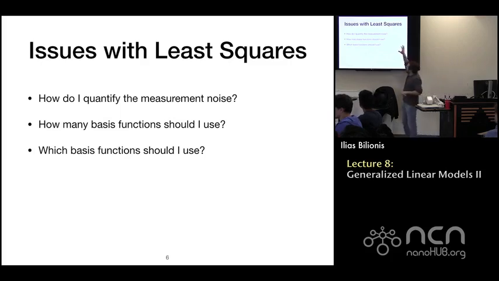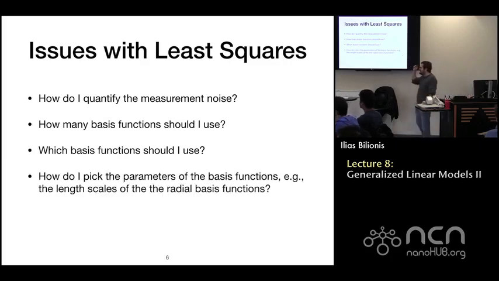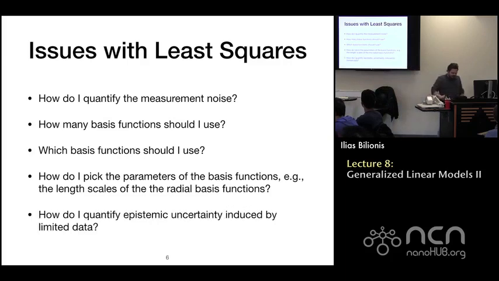Anyway, so which and how many base functions do we use? We cannot really answer it with least squares. If there are parameters in these basis functions, like the widths of the radial basis functions, for example, then it doesn't give us a way to pick them. And it also doesn't quantify the epistemic uncertainty induced by the limited data set. So you can imagine that if you're training your model using 10 observations, you're going to be more uncertain than if you use 100 observations. So least squares cannot really quantify that uncertainty. Okay, it's not anywhere to be seen. Any questions?